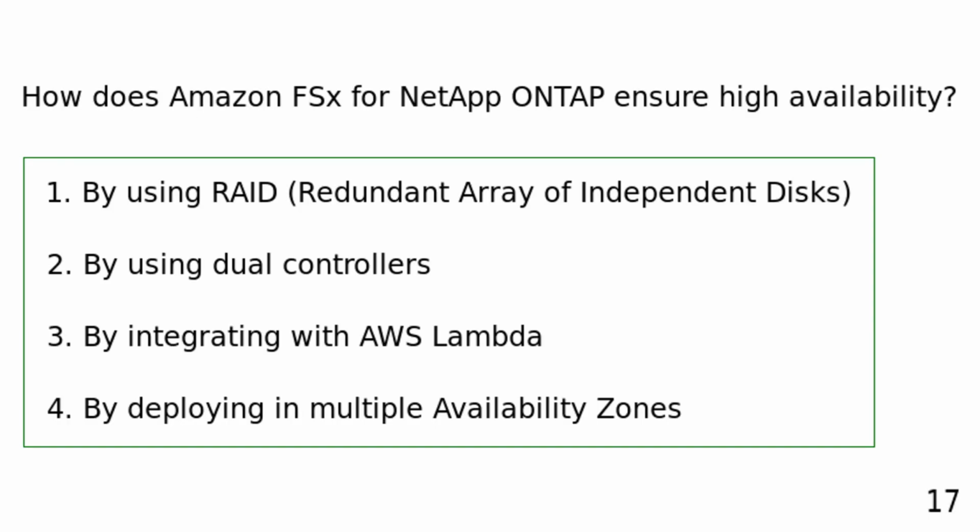How does Amazon FSx for NetApp ONTAP ensure high availability? By using RAID. By using dual controllers. By integrating with AWS Lambda. By deploying in multiple availability zones.